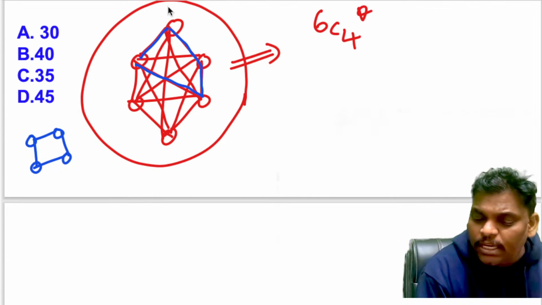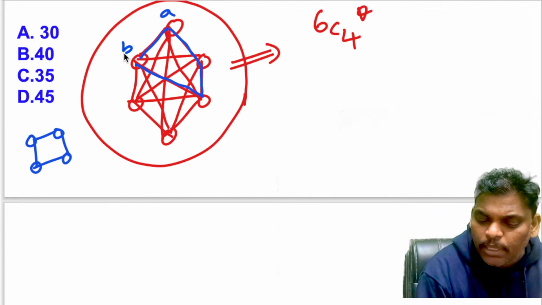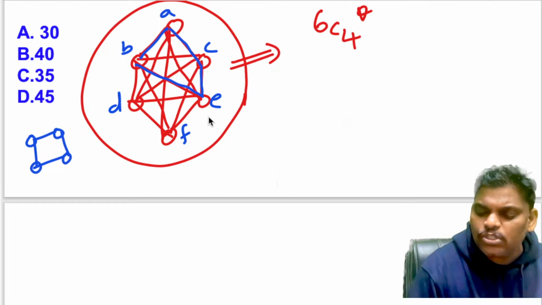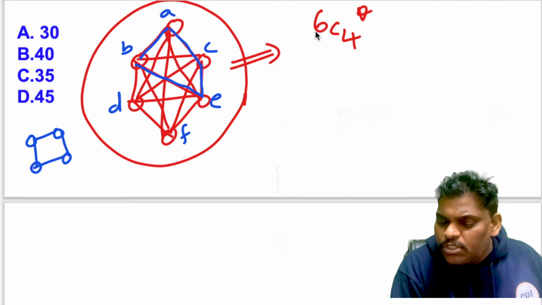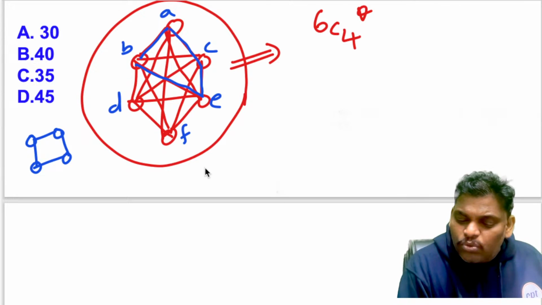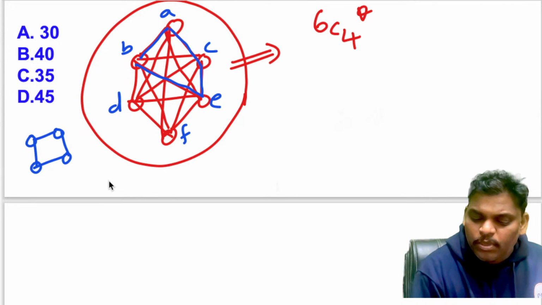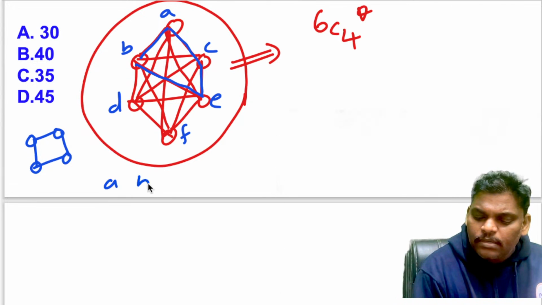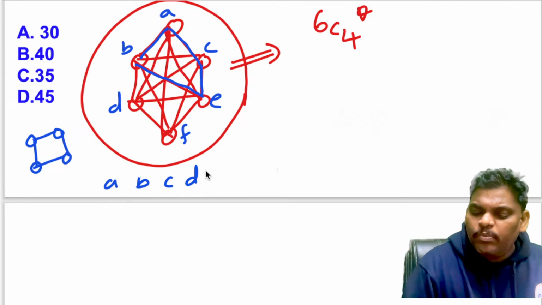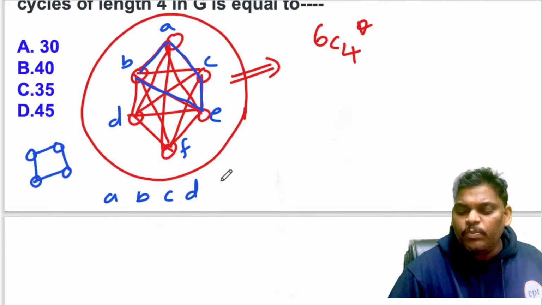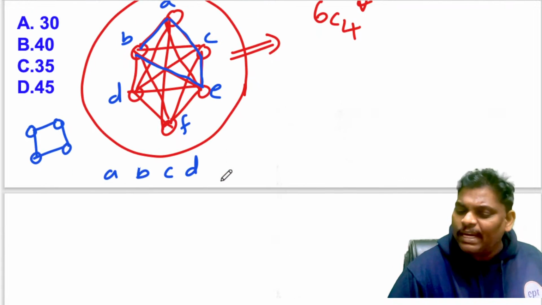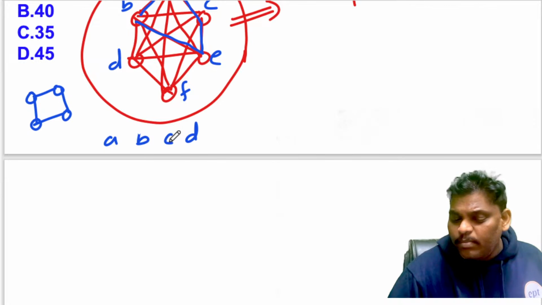And the important thing is labels are also there: A, B, C, D, E, F. Let us assume that out of 6 people, selecting 4, 6C4 ways are there, and the people I selected are A, B, C, D.